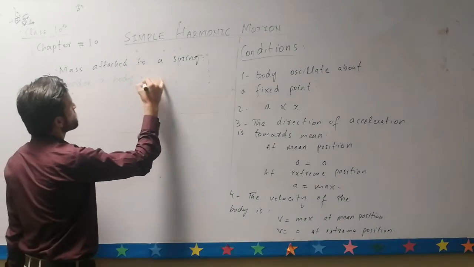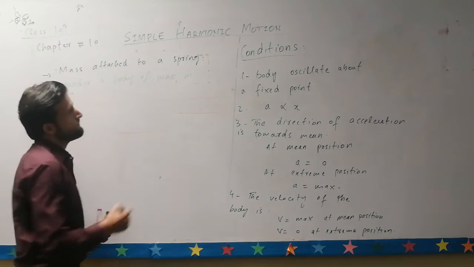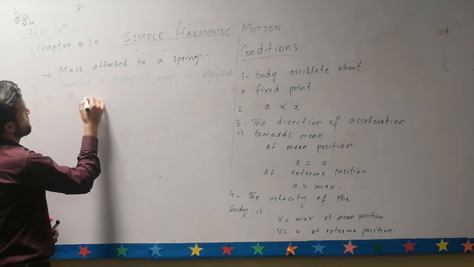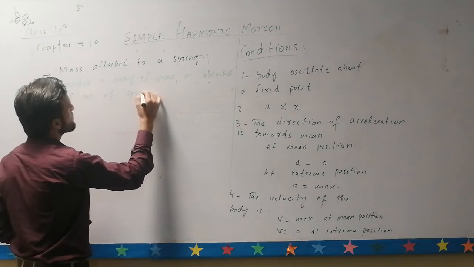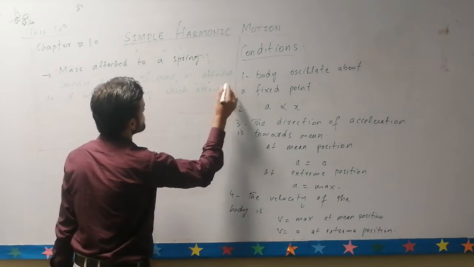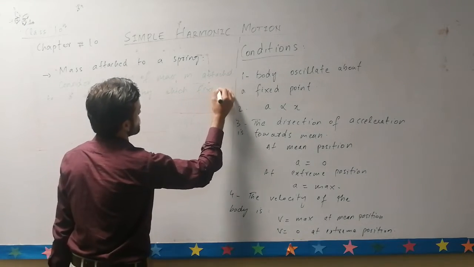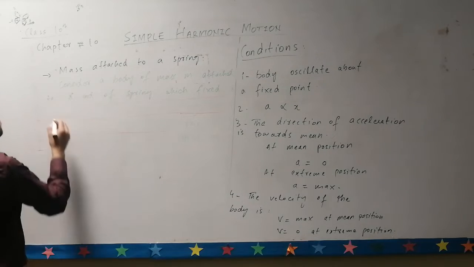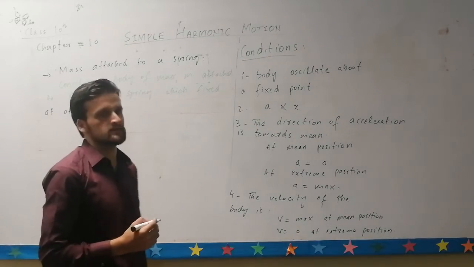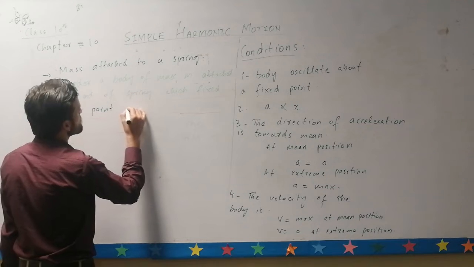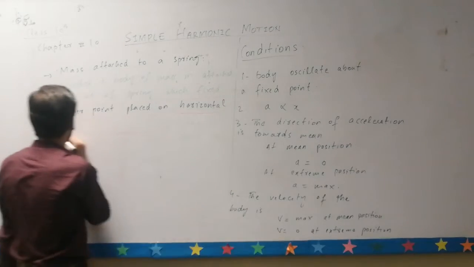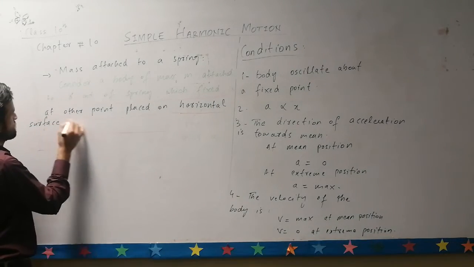Consider a body of mass m attached to one end of a spring, which is fixed at the other point, and this system is placed on a horizontal surface, as shown.